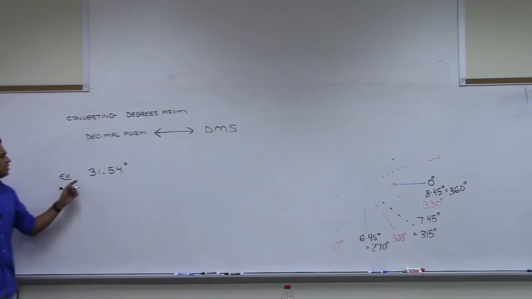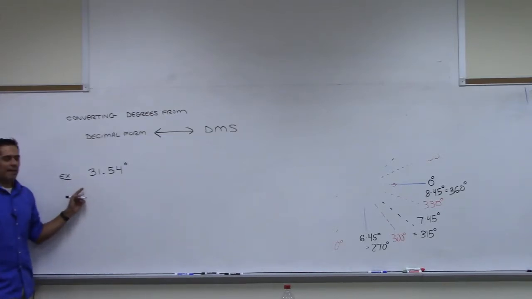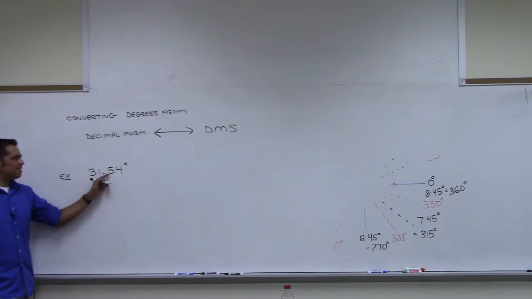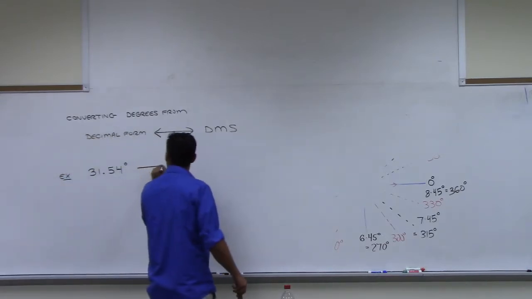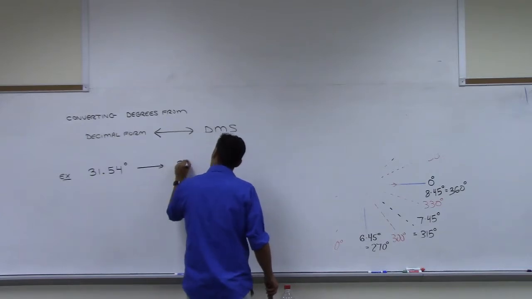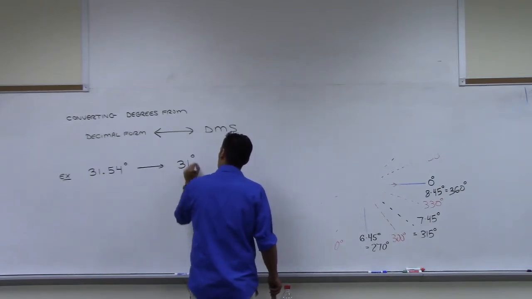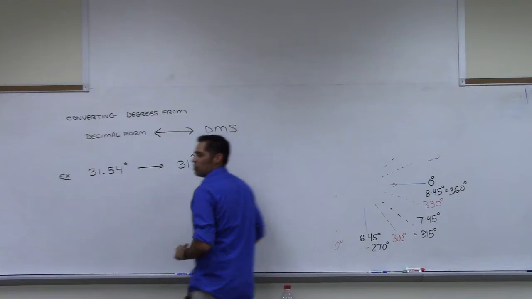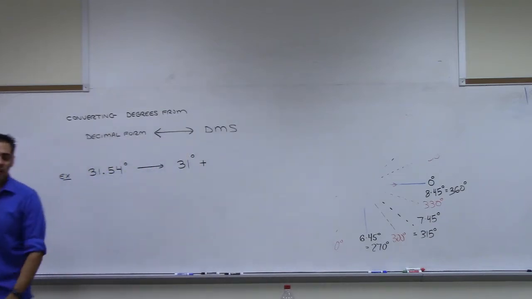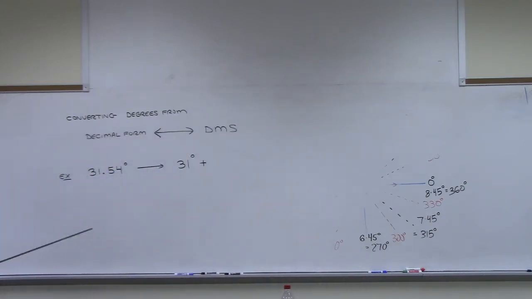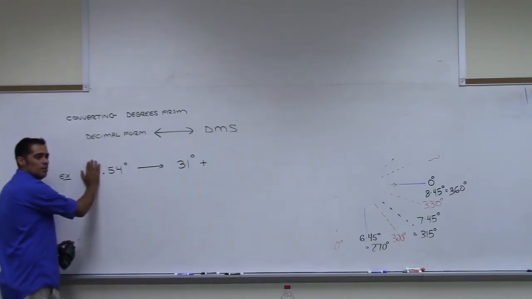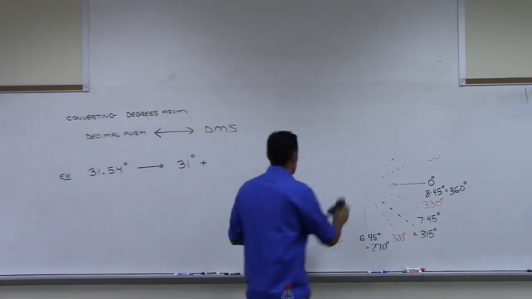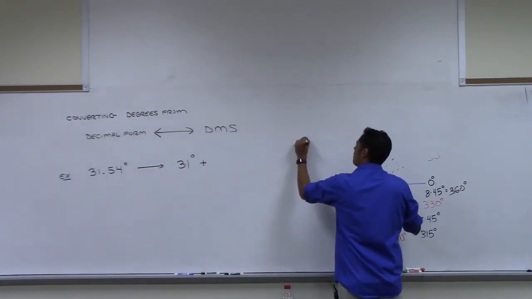So how many degrees for sure do we know we have here? 31. There's 31 plus some change, right? So what I'm going to do first is take 31 degrees, and then plus some change. Now, the change that I have here, I need to figure out what it is. This is 0.54 degrees.